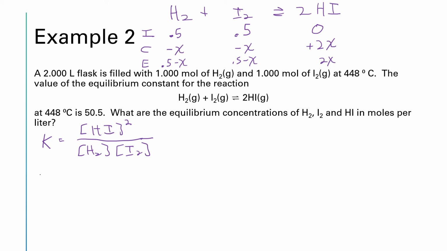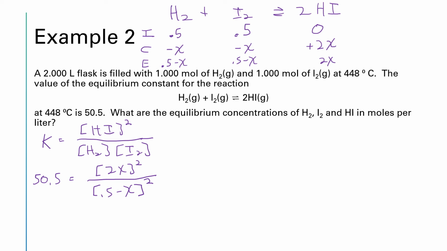For K, we have a value of 50.5. At equilibrium for HI, I've got 2x, and that will be squared. And in the denominator for hydrogen, I have 0.5 minus x, and for iodine, I have 0.5 minus x as well. So that becomes 0.5 minus x times 0.5 minus x, or 0.5 minus x quantity squared. This is looking a little hairy because it's going to be a quadratic equation involving x squared terms, x terms, and constants. But there's a trick.